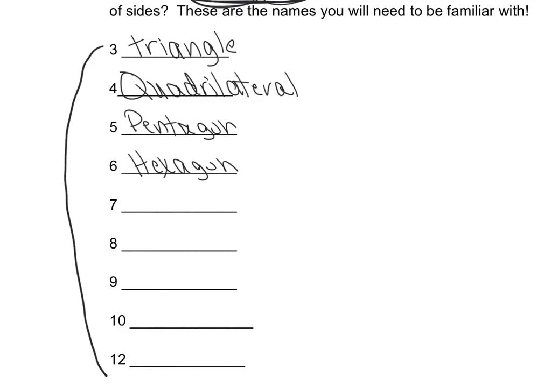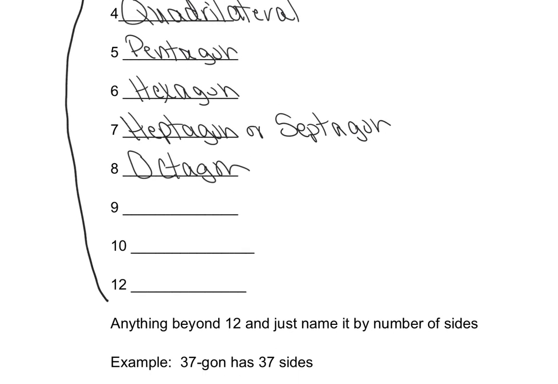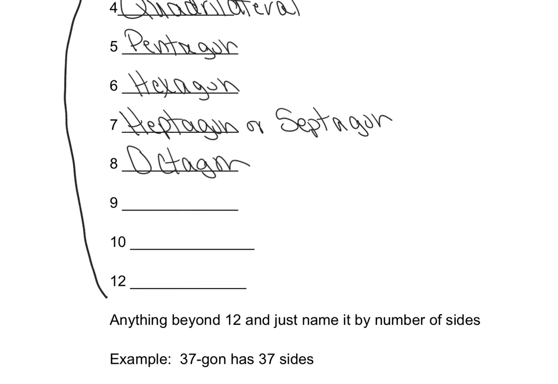hexagon. 7 has 2 different names. I will accept either one of them as correct. If you want to follow the pattern of starting with an H, we have a heptagon. Or the other name for it is a septagon. 8 is one that you probably have heard the prefix, like an octopus has 8 legs or arms or whatever. 8-sided figure is an octagon. 9 just looks like it's almost spelling out the word 9. It's not a nineagon, it's a non-agon.